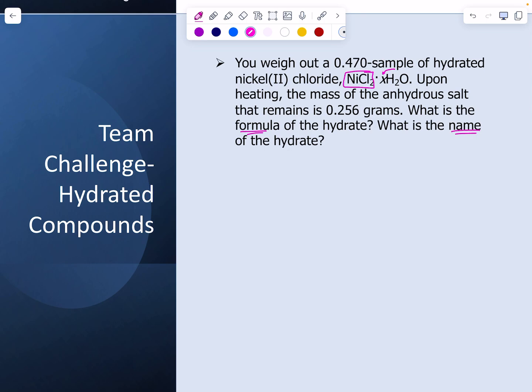All right, so you're told what the mass is after you get rid of the water, and you're told what the mass is before the water. So let's see if you can figure that out. I'll give you like 5 minutes to give it a try. So find a neighbor, and then we'll go through it.